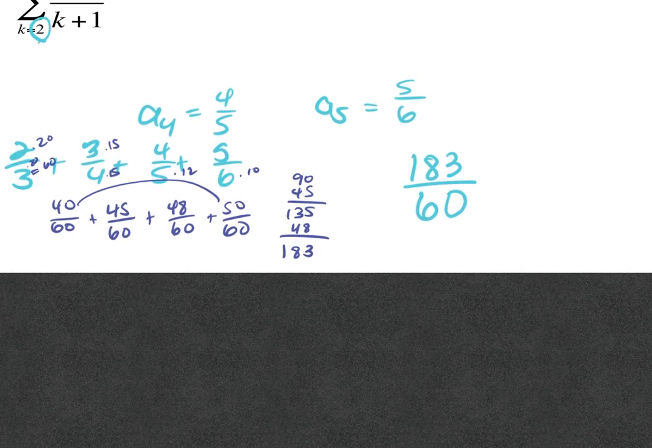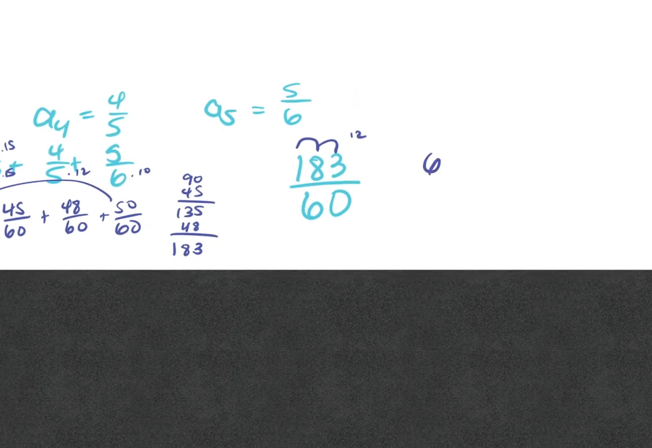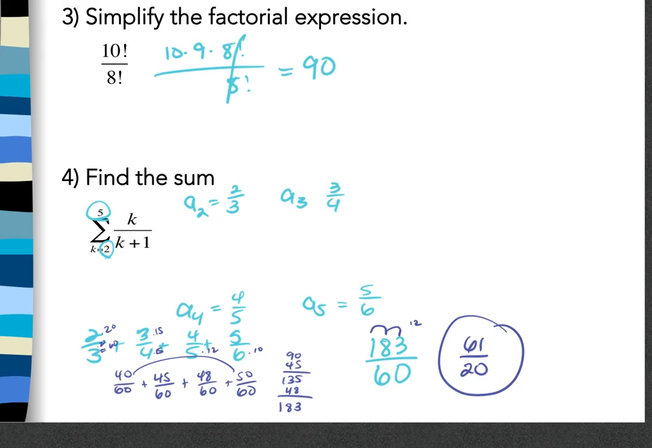And then I check to see if they're divisible by any of the same numbers. Obviously not 2, but what's the trick for 3s? Add up the digits. Does 1 plus 8 plus 3 equal a number that's divisible by 3? Yep, it's 12. So this would be 61 over 20. So it reduces, okay? I'm not saying you're going to get big numbers, but make sure you check them.